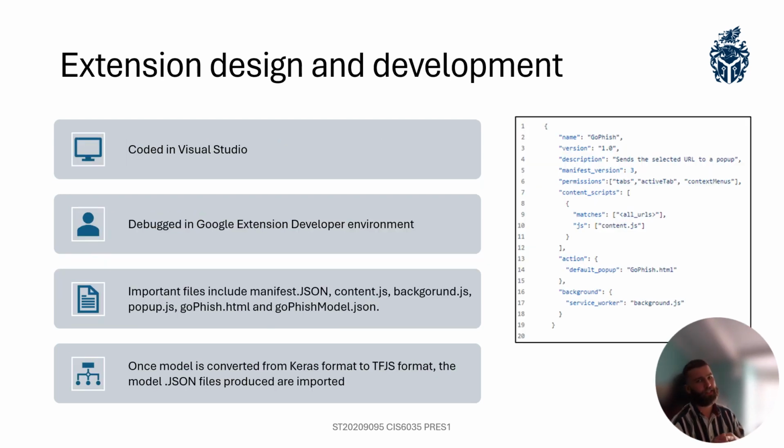So after the model has been converted to a TF.js layers model, it can then be called into the actual extension itself. So here you can see the manifest.json file, which basically defines the parameters, the permissions, and what files need to be loaded into the actual extension itself.